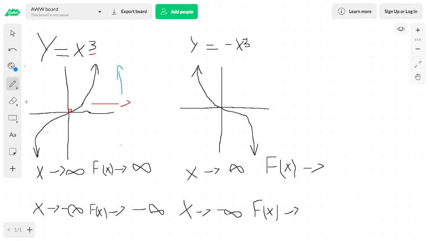And then also, if x is approaching negative infinity or going to the left, f of x also approaches negative infinity and goes down. So as x approaches negative infinity, f of x also approaches negative infinity. This is the same for all positive coefficients with an odd exponent.